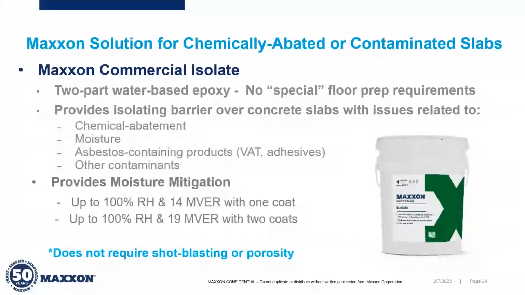So what is the commercial isolate material? Well, we talked about it earlier under the section for moisture mitigation, so I'll start there. If any of these abatement chemicals have migrated into the slab, what would be the carrier of those chemicals coming back out of the slab? Well, that would be moisture. Again, Isolate mitigates moisture, and you see there again up to 100% RH and 14 MVER in one coat and up to 19 MVER in two coats.